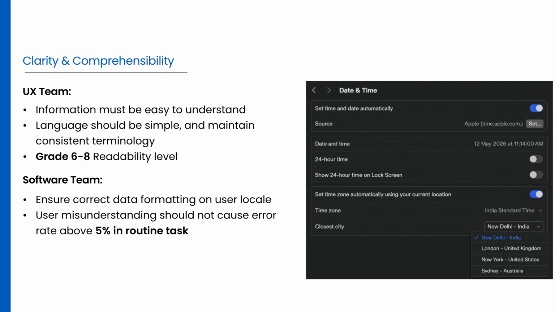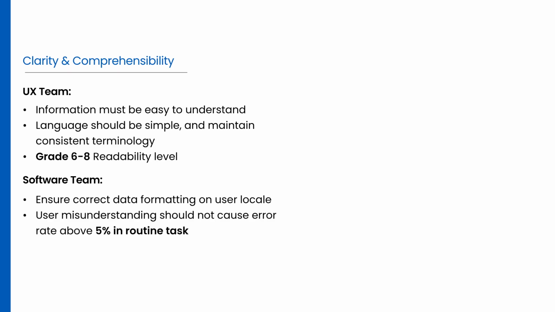The software team must ensure correct data formatting based on user location, such as date, time, and currency formats. User misunderstanding must not lead to high error rates, and error rates for routine tasks must remain below 5% to ensure clarity in interaction.